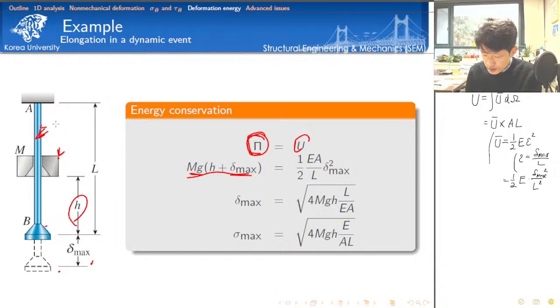Then if you plug this information into the second equation, a half elastic modulus over L squared times delta max squared times area times L, the L cancels. Okay, and then we can calculate the delta max, the maximum elongation. Using the information of the maximum elongation, I can calculate the maximum stress value. It's very easy.